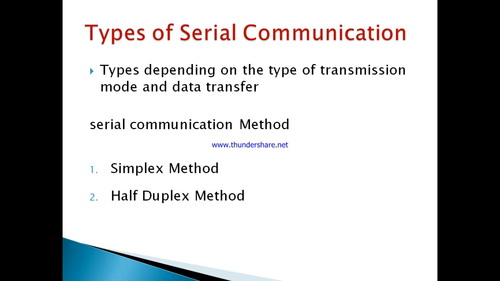The second transmission mode is the half duplex method. In the half duplex method, both sender and receiver can be active, but not at the same time. So if the sender is transmitting, then the receiver can accept but cannot send, and similarly vice versa. A well-known example of half duplex is the internet, where the user sends a request for data and gets it from the server.